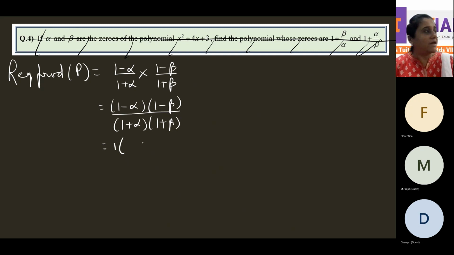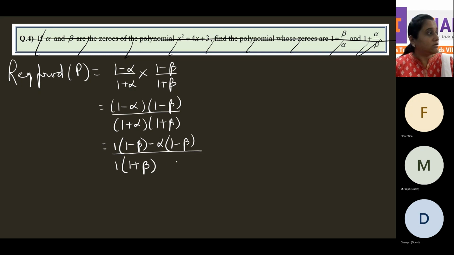Multiply 1 with the second bracket. What's the second bracket? 1 minus beta. Then minus alpha into 1 minus beta divided by, how do you multiply this? 1 into 1 plus alpha, 1 plus beta.